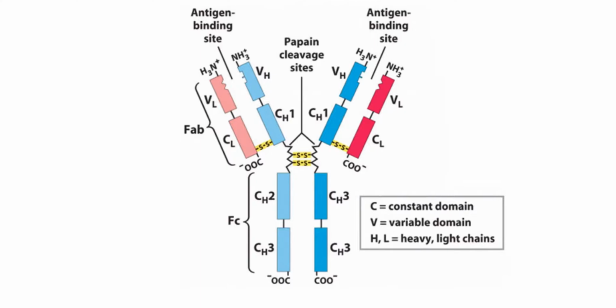As you can see in this picture, this is CH1, CH2, CH3. This is all constant. This is the heavy part. This is the light chain, and it has VL.